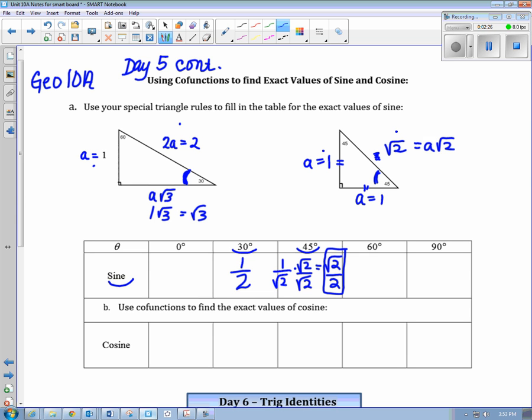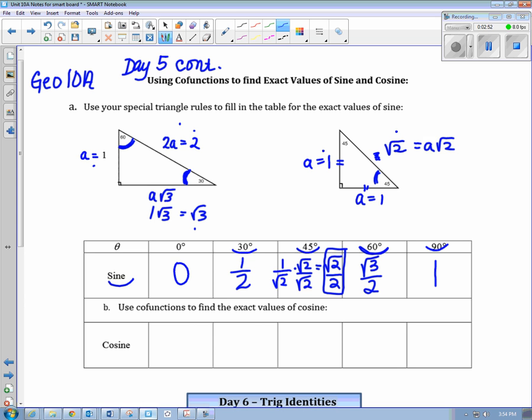And then I move on to my 60-degree angle. And with my 60-degree angle for the sine, it's opposite over hypotenuse. So radical 3 over 2. And if you use your calculator for the sine of 90, you will get 1. And the sine of 0, you will get 0.